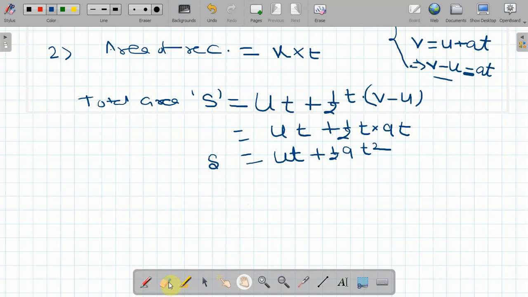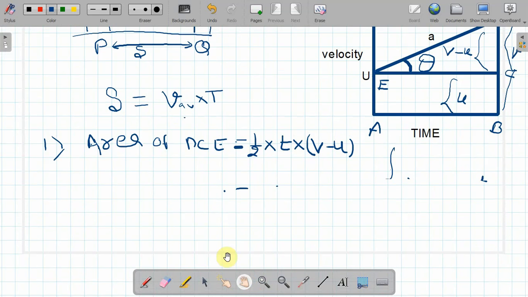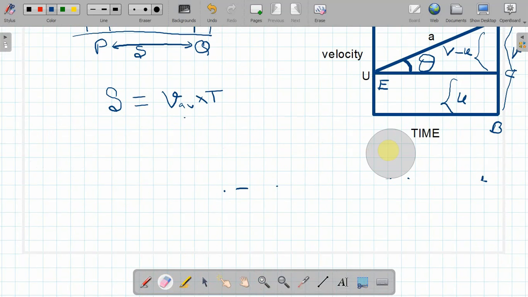Now let us derive the third equation of motion. So third equation of motion, what is that? It is V square is equal to U square plus 2AS. And these three are the most fundamental equations which we require in any straight line motion for resolving the problems. So let us go through that. V square is equal to U square plus 2AS derivation. So how will we work for V square is equal to U square plus 2AS?